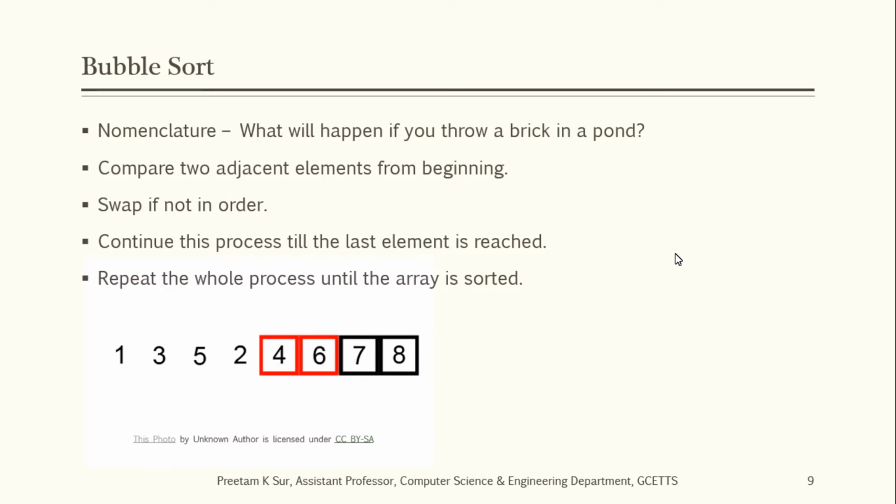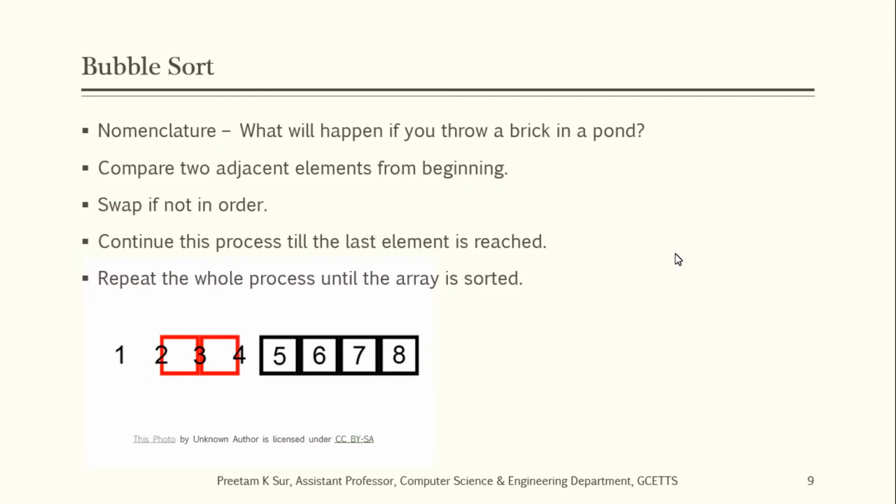Now again from the beginning, 1 and 3 are in order, so no swap. 3 and 5 are also in order, so no swap. 5 and 2 are not in order, so they will be swapped. Now 5 and 4 will be compared, and since they are not in order, they will be swapped again. This is how the process will go on. Now from this you can see that the array has already become sorted, right?